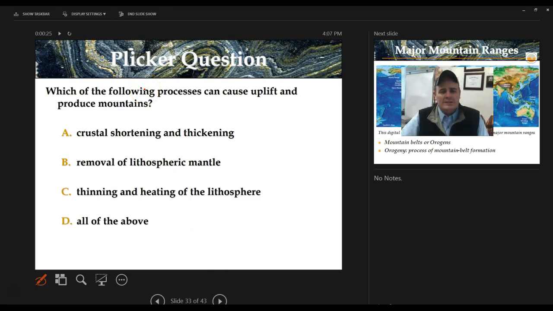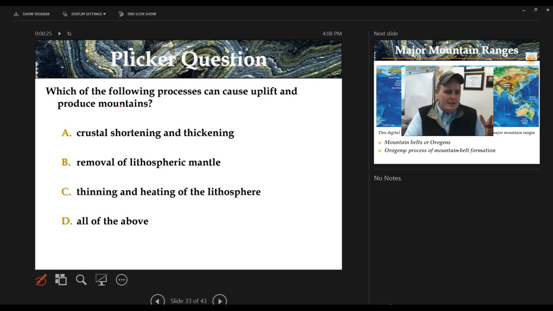Which of the following processes can cause uplift and produce mountains? Well, this is kind of related to some of the things we just talked about, and we'll talk about it more in just a second. Anytime we have crustal shortening and thickening, we're probably going to have mountain building, right? Okay, so divergence and convergence like that is going to cause mountain lifting. Okay, if I remove lithosphere from the mantle, it's going to cause things to go back up from isostatic rebound, and so that will also happen.